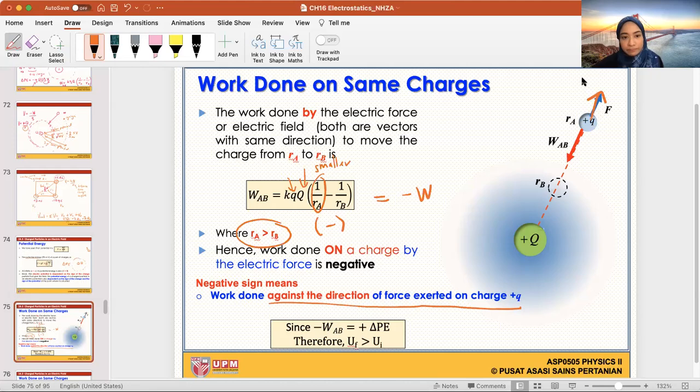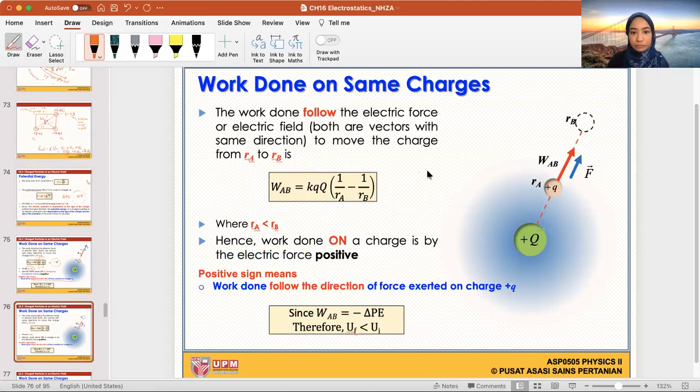So this is your F. When you are trying to move it from point A to point B, you are actually forcing it to go against the force, against its natural direction. That is why it's a negative work. Remember, work equals force times distance. If they are parallel, the work is positive, but if they are in different directions, then you will get a negative work. We learned that last semester, and we are just applying it again in this chapter for electricity.